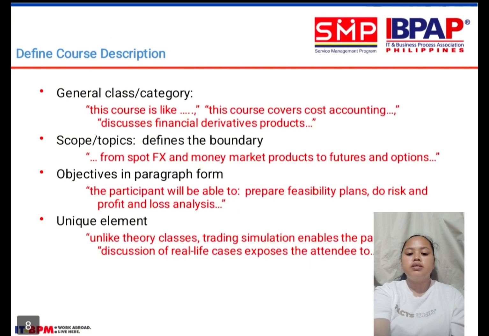And next slide is define course description. A course description should begin with the general category, such as what kind of course it is. Next, define the scope or topics covered to set clear boundaries. Then, include the objectives in paragraph form, explaining what the participants will be able to do after the course. Lastly, highlight a unique element such as hands-on activities or real-life case discussions that makes the course stand out.